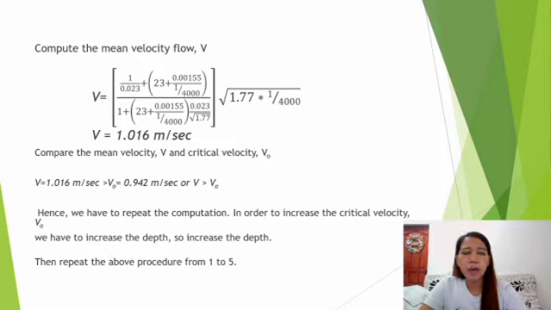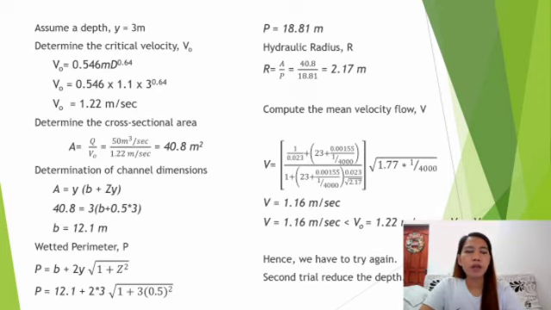Here the mean velocity is greater than the critical velocity. So this is still not a good result. So we have to repeat the computation in order to increase the critical velocity. So we have to increase the depth. So we have to repeat the procedure from 1 to 5. So let's assume, since we will need to increase, that the D or Y is equal to 3 meters.